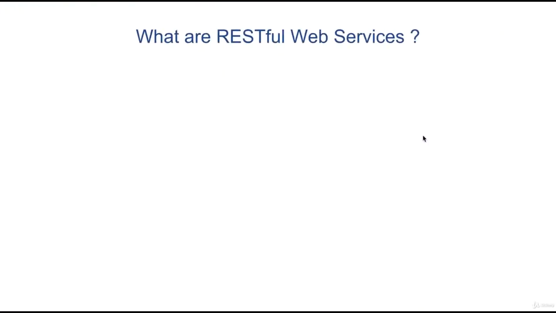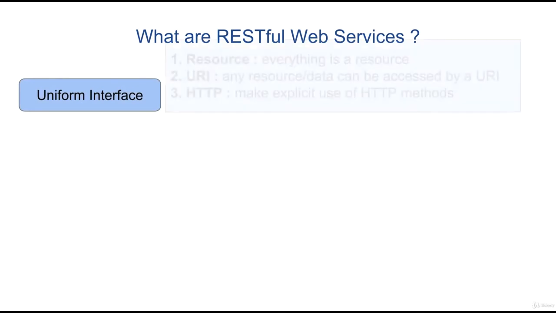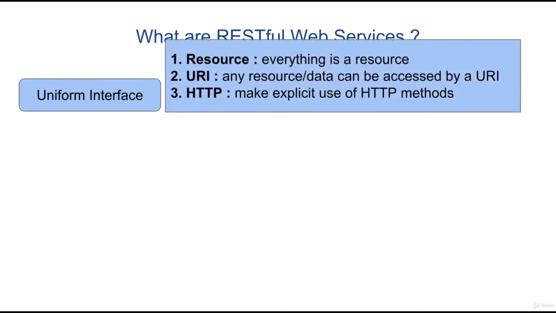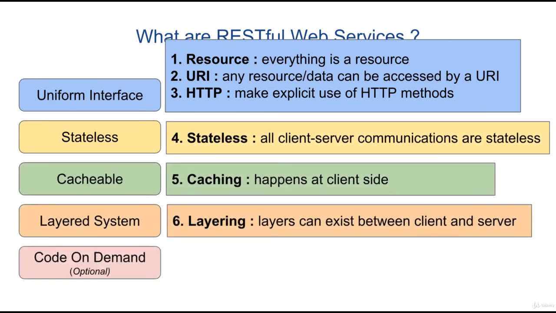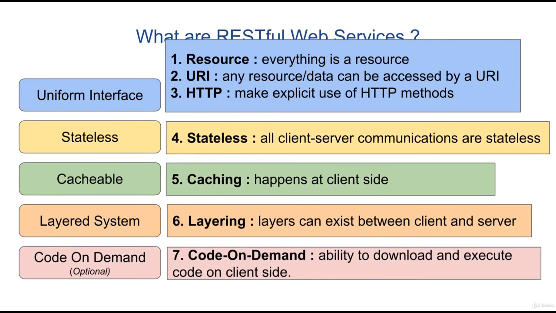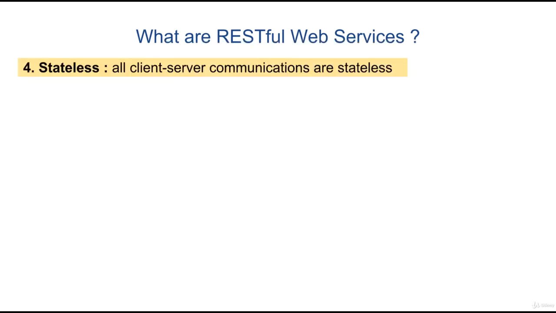So let us begin. In our last session we have learned about uniform interface, and we looked at what is a resource, what is a URI, and how do we make use of HTTP methods. Today we will look at statelessness, what is caching, what is layering, and what is code on demand. So let us begin with statelessness.